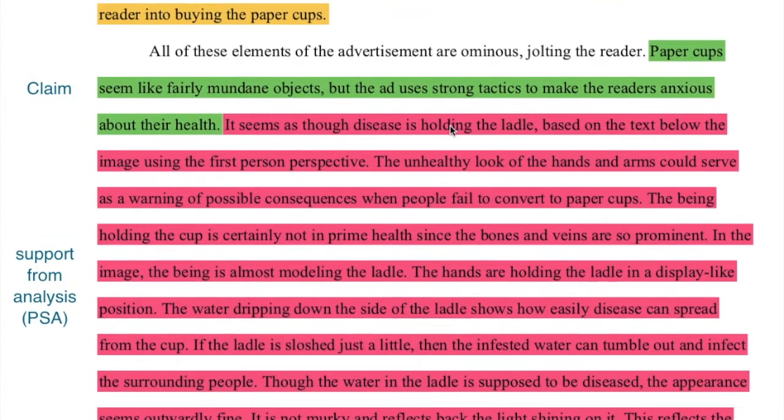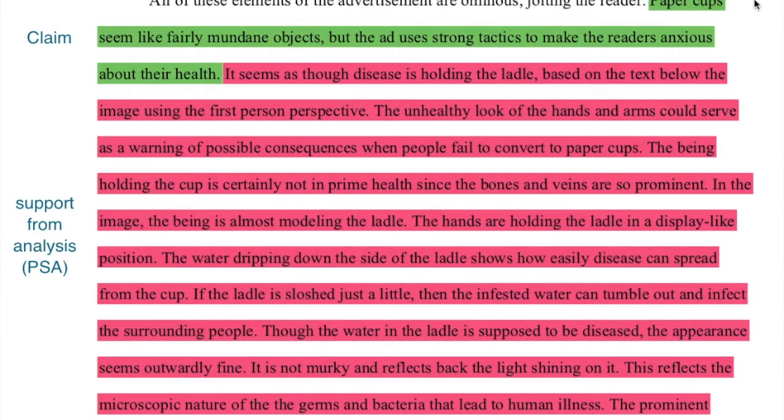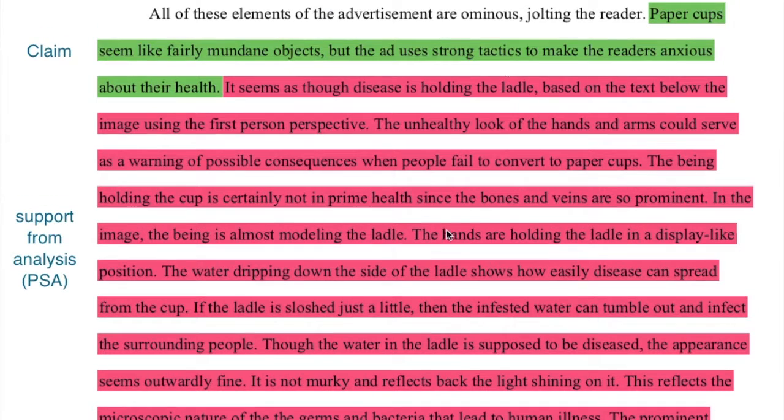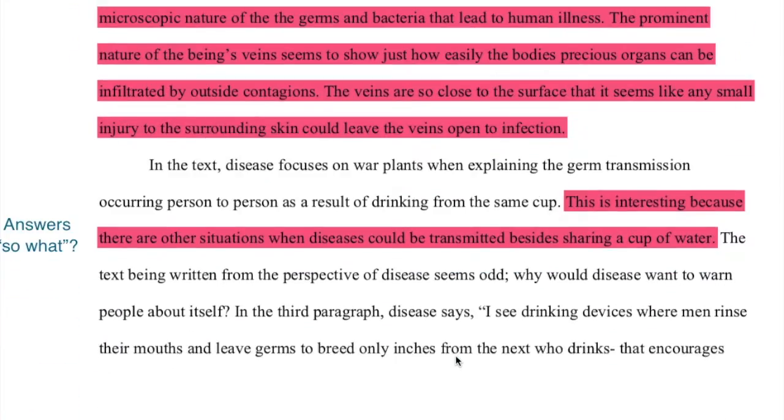The first claim the student makes after a nice transition is that paper cups seem like fairly mundane objects, but the ad uses strong tactics to make the readers anxious about their health. And then the student goes on to offer support that shows these tactics based on the analysis, again, probably built on what they wrote in their PSA. So you can see there's a lot of support here. All of this in pink is support for that claim.